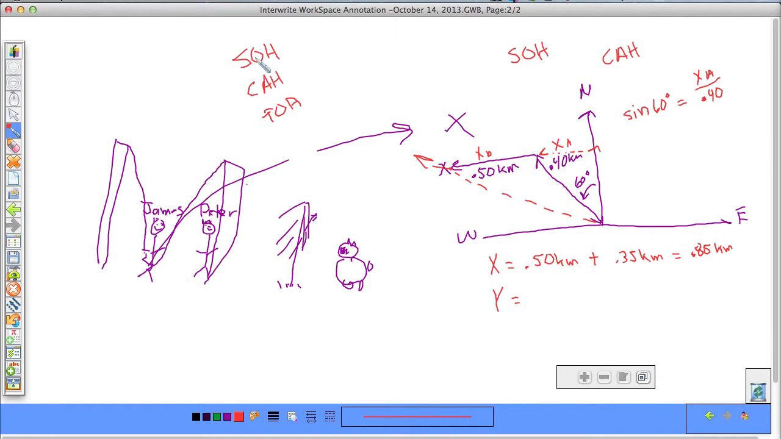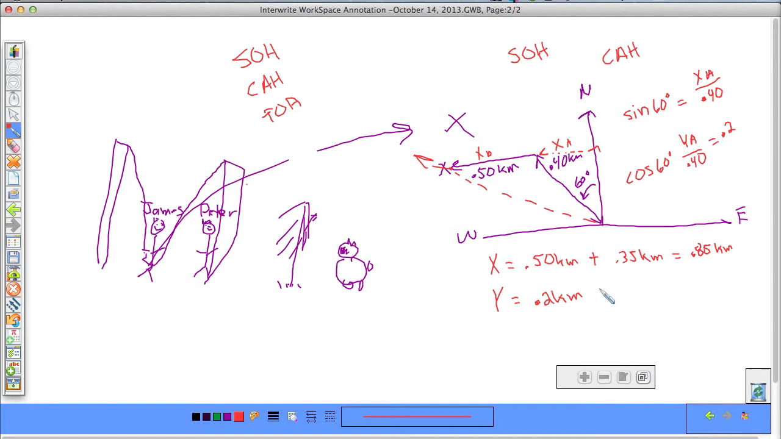So this is the sine of the angle theta equals opposite over hypotenuse. Cosine of angle theta equals adjacent over hypotenuse. And then the tangent of angle theta equals opposite over adjacent. So now I'm going to use cosine. So the cosine of 60 degrees equals the adjacent, that's the one that I need to know, this y direction here, let's call this the vector YA, over the hypotenuse, which is 0.4. So if I multiply that out, I get 0.2. So in the y direction, I have 0.2 kilometers.